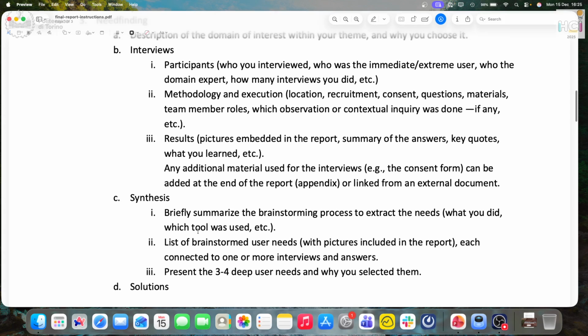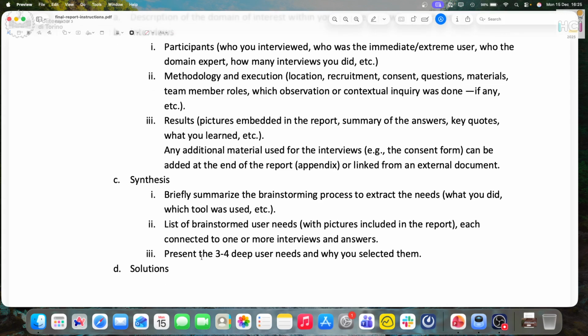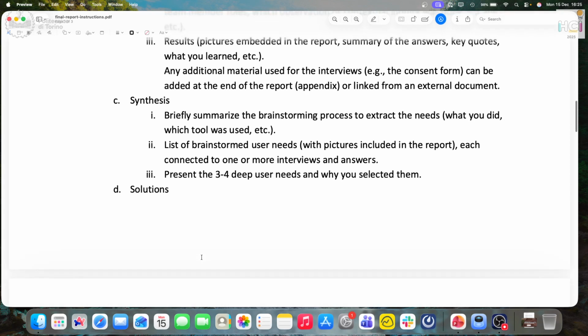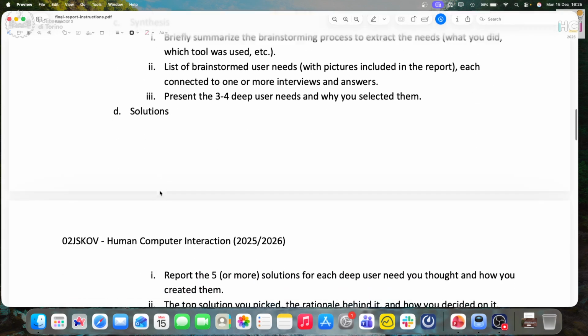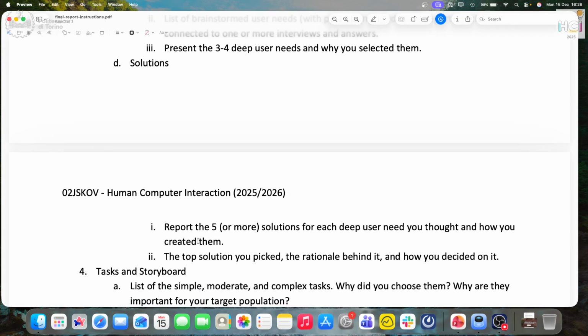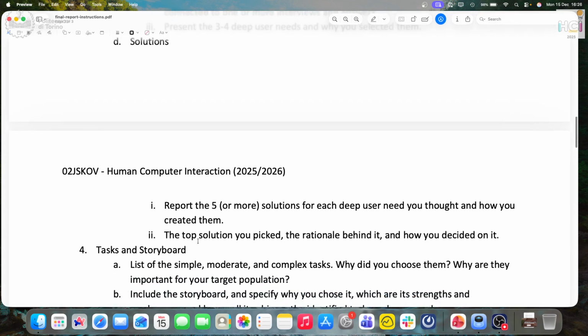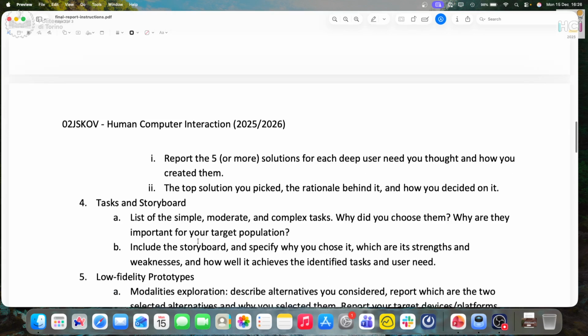For the synthesis, the brainstorm process, the list of brainstormed user needs, all of them, and the 3 or 4 deep user needs and why you selected them. Exactly what you did a month ago or more. Solutions: the 5 or more solutions for each deep user need you found, and how you created them, and the top solution you picked, and how you picked them. Was it voting, not voting, etc.